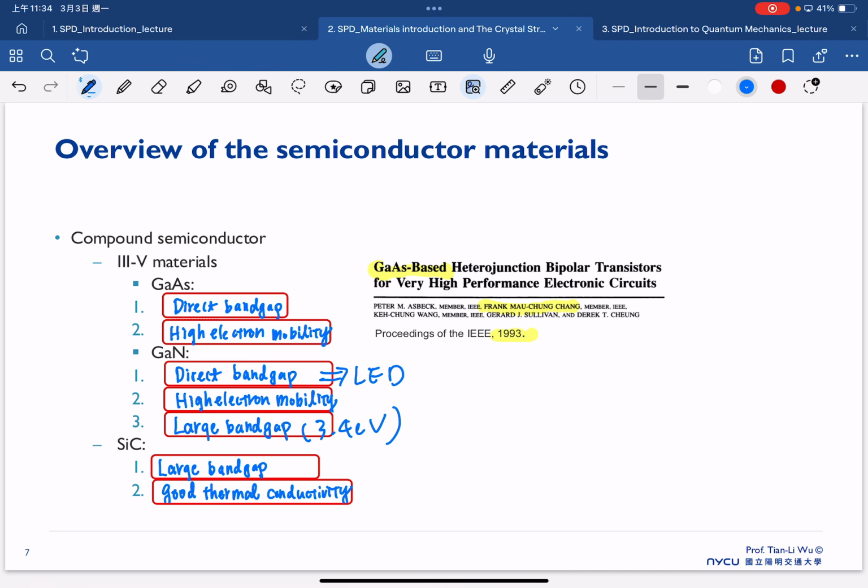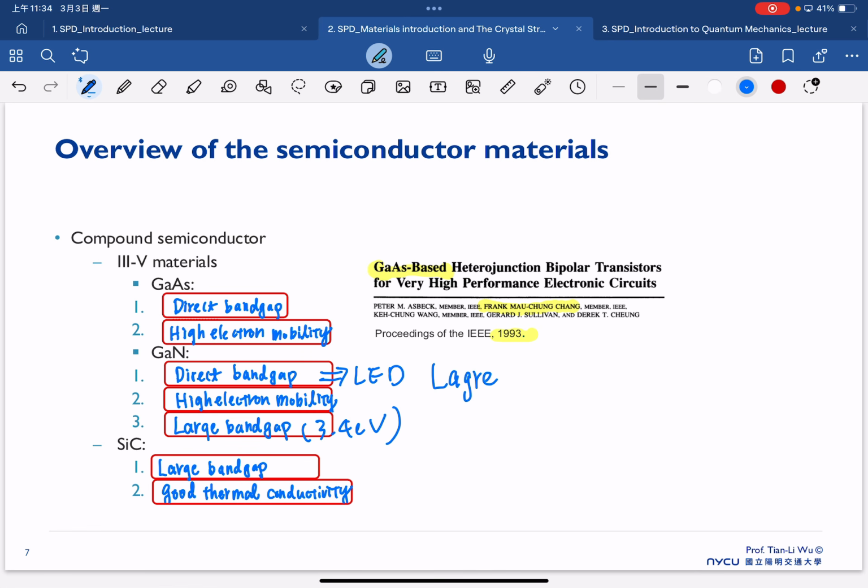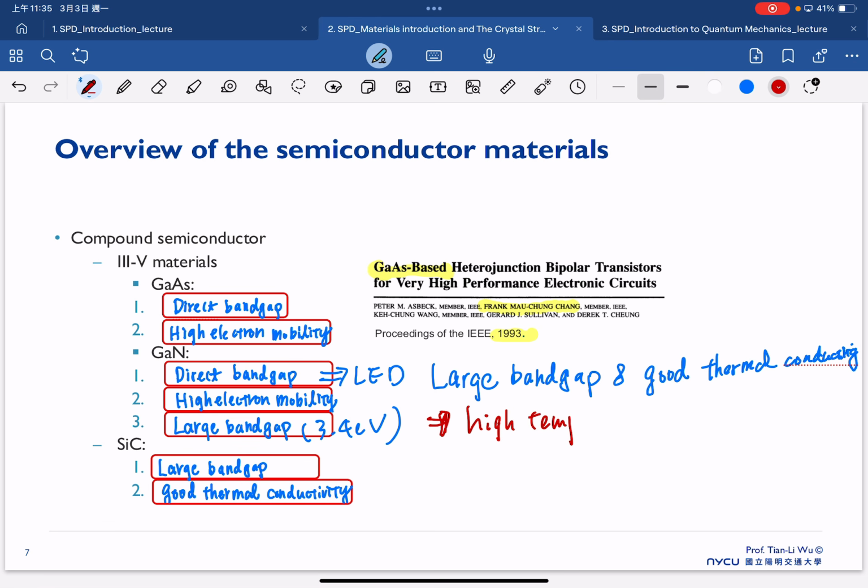And one of the interesting applications: if the material has a large band gap and good thermal conductivity, that also indicates the electronics based on the material with a large band gap and good thermal conductivity are very suitable for high temperature application.